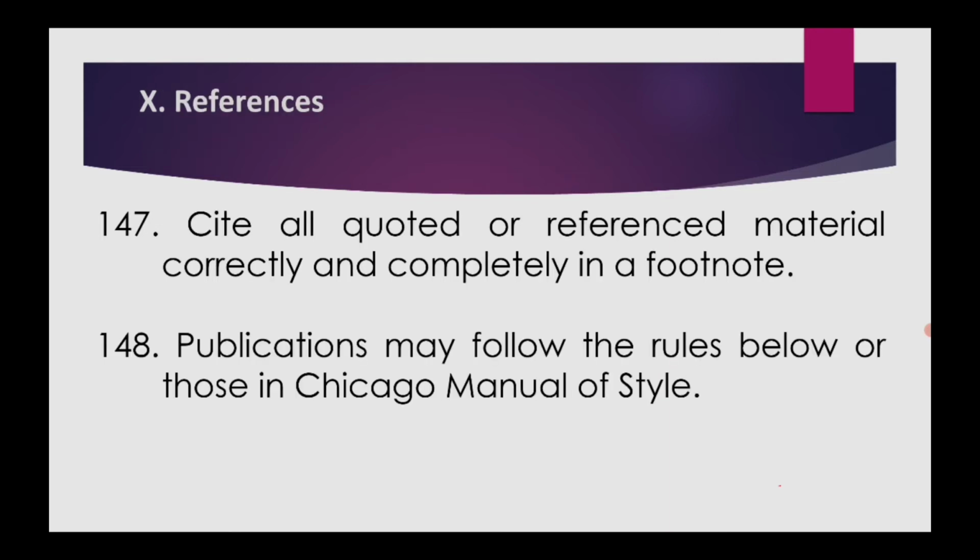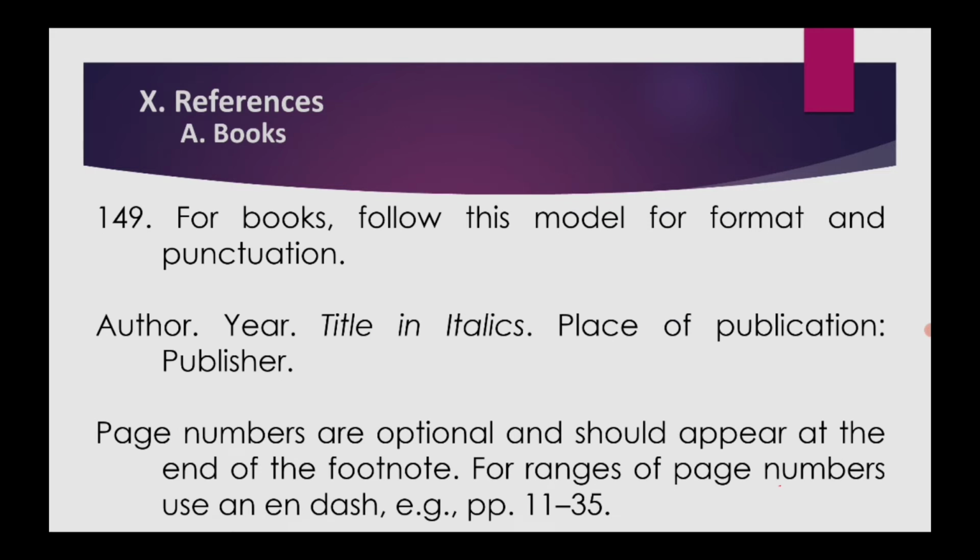References. Cite all quoted or referenced material correctly and completely in a footnote. Publications may follow the rules below or those in the Chicago Manual of Style. Books as references. For books, follow this model for format and punctuation: author, year, title in italics, place of publication, publisher. Page numbers are optional and should appear at the end of the footnote. For ranges of page numbers, use an en dash. For example, pp. 11–35. So here, I think those of you who do research work will find this very useful.